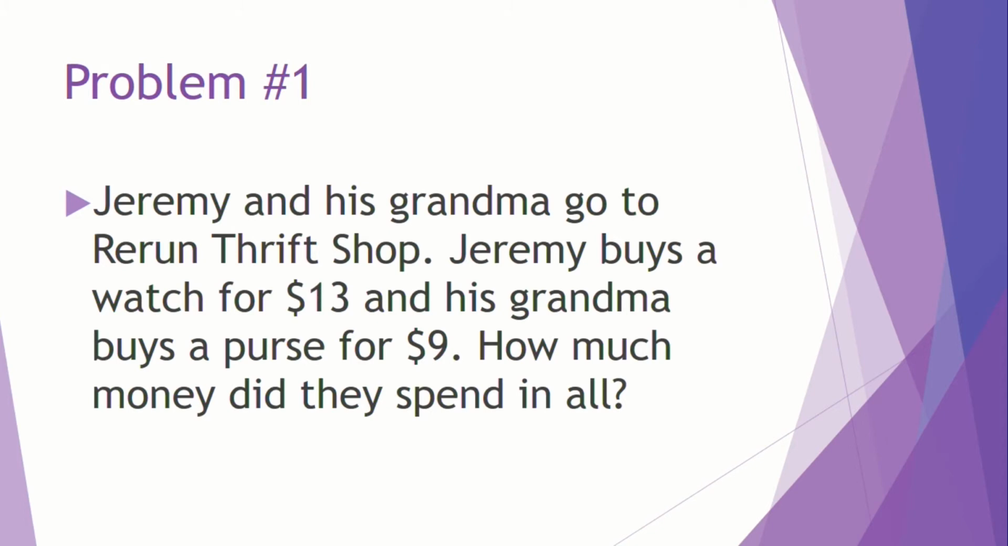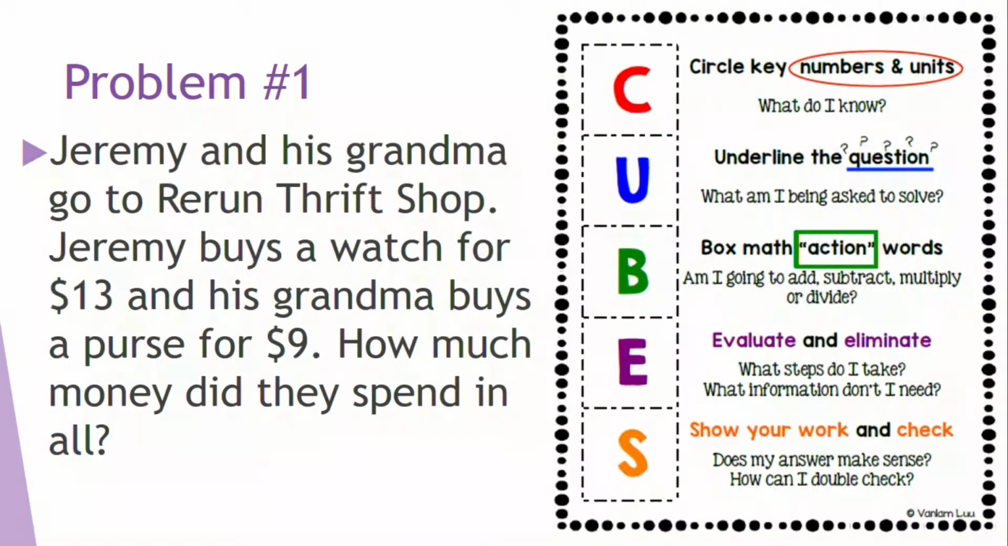Okay, let's read it together. Jeremy and his grandma go to Rerun Thrift Shop. Jeremy buys a watch for $13 and his grandma buys a purse for $9. How much money did they spend in all? Let's use the cube strategy to figure out this answer.